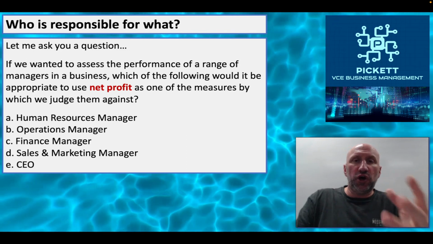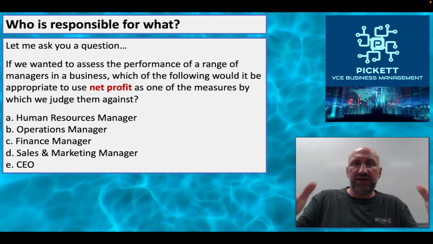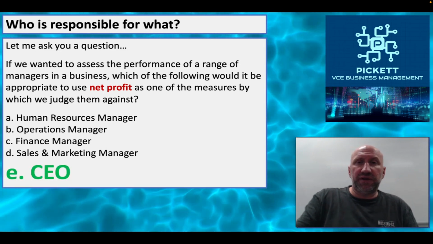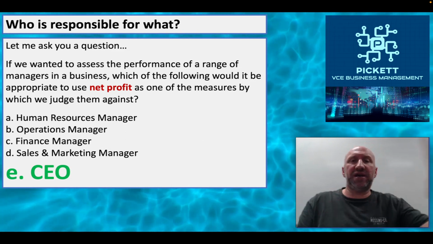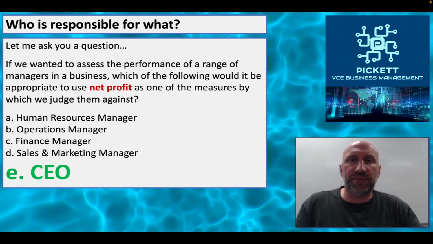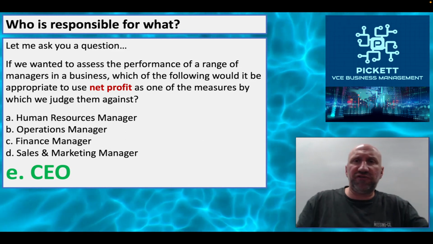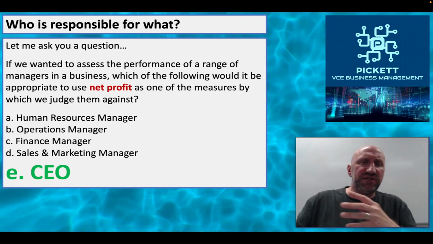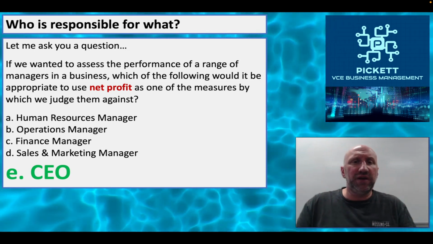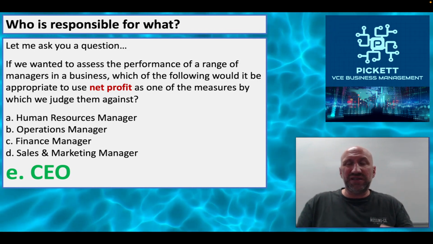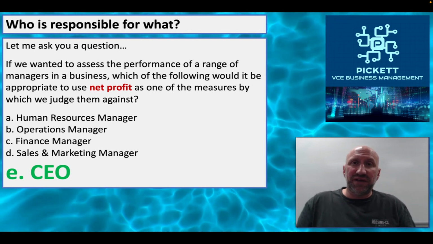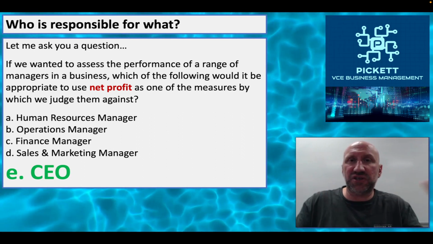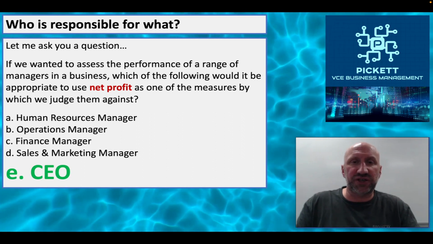Who has responsibility for net profit? Only the CEO. The human resource manager might be the best human resource manager on the planet, doing a great job. Staff morale is brilliant. Staff turnover is low. Absenteeism is low. All the trade staff are trained, but maybe the product is not being produced very efficiently, which means there's a cost there, which is impacting profit. That's nothing to do with the HR manager. That's to do with the operations manager.